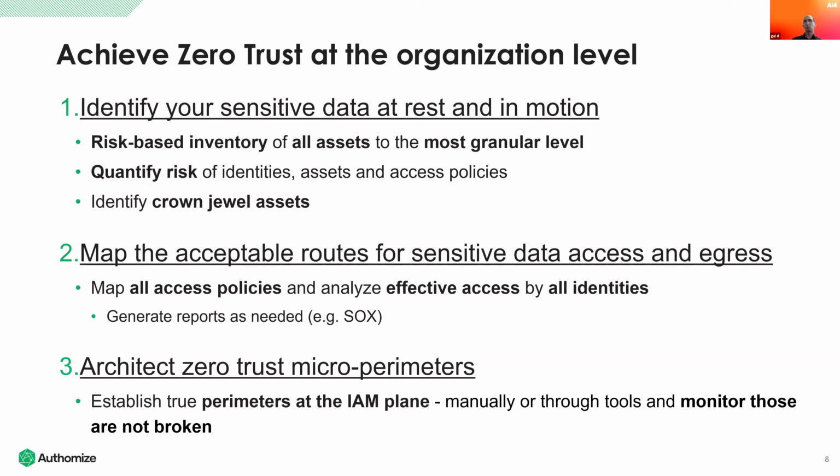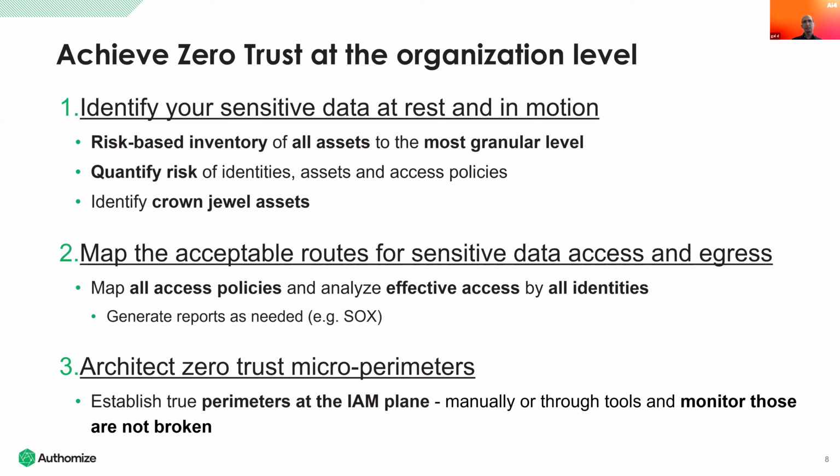We help you quantify the risk of identities, assets, and access policies, and identify your crown jewel assets. We help you map acceptable routes for sensitive data, access, and egress through mapping all access policies and analyzing the effective access by all identities. We can even help you generate reports as needed about access, for example, for SOX purposes.